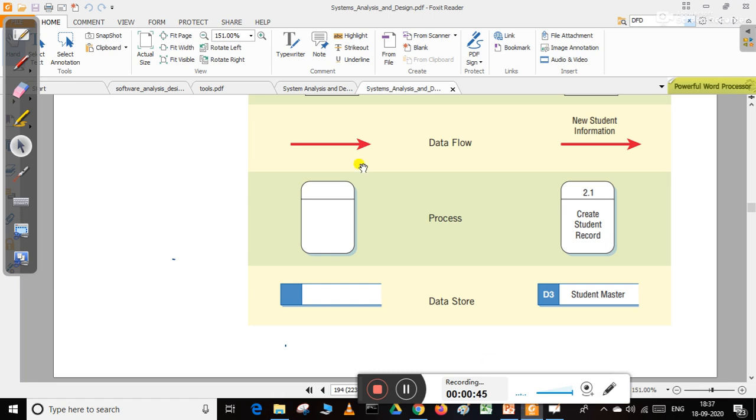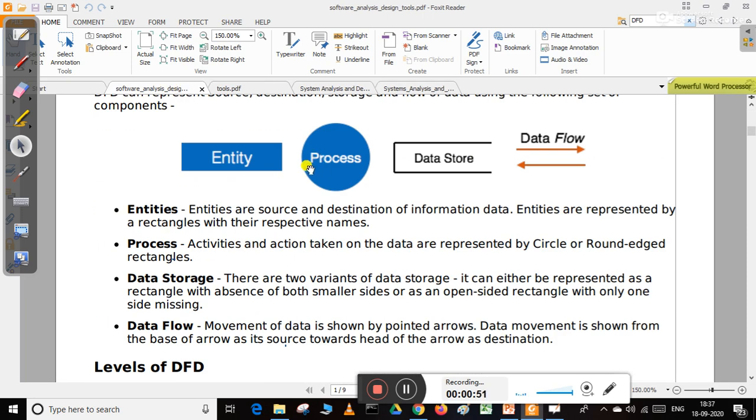So again we go back to the original position. Don't get confused about the symbols you found in this diagram, but basically there will be a process, an entity, a data store and a data flow. The process symbol is not matching with the book one, but try to follow the book one. So these are the things.